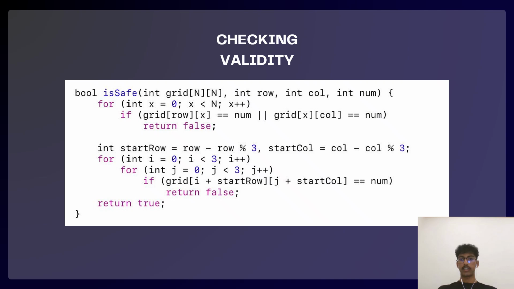Here we are going to check the validity. We need a function to check if placing a number is valid or not. For this, we must ensure 3 points. Number one, the number does not already appear in the same row. Number two, the number does not appear in the same column. And number three, the number does not appear in the same 3 by 3 subgrid. Only when all these 3 points pass, the number is considered to be safe.